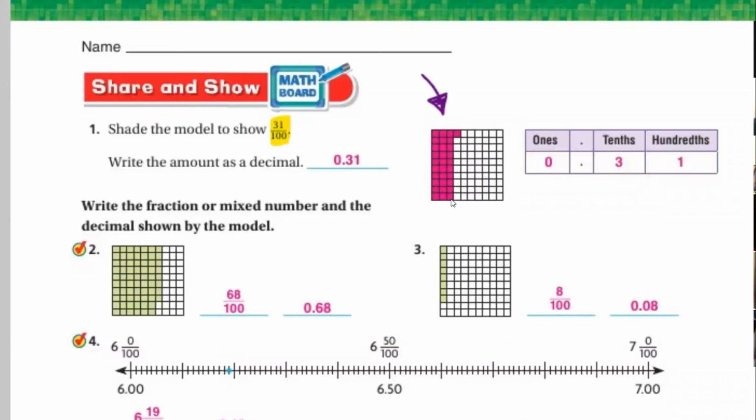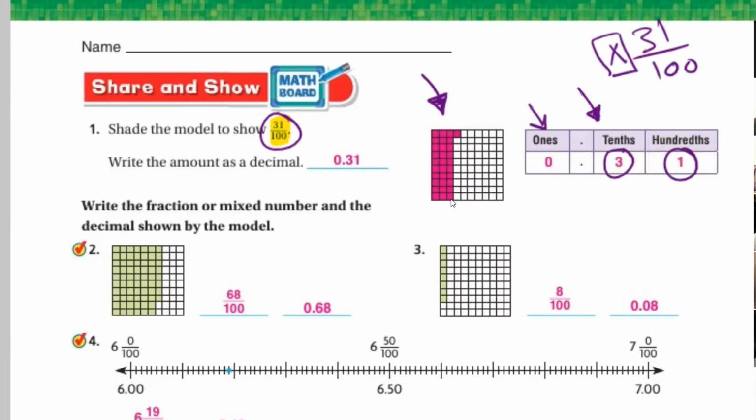And let's fill the table here because we don't have any whole number. 31 over 100, there is no whole number here. So we're gonna put 0 in the ones place. And then 3 in the tenths and 1 in the hundredths place. So it will be 0.31.